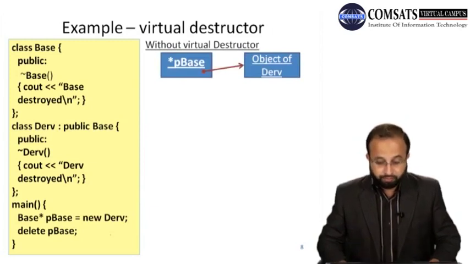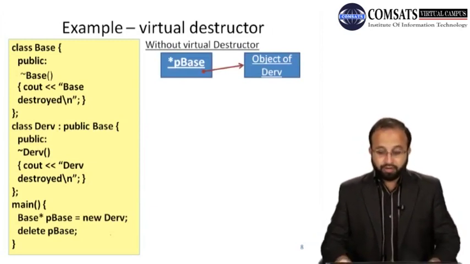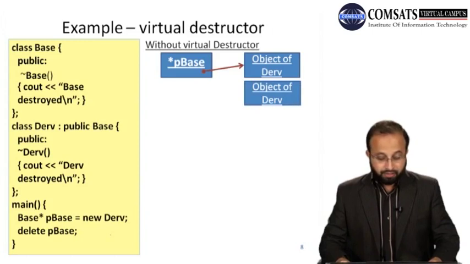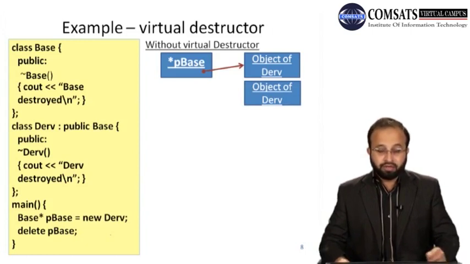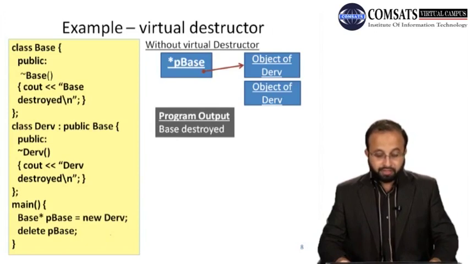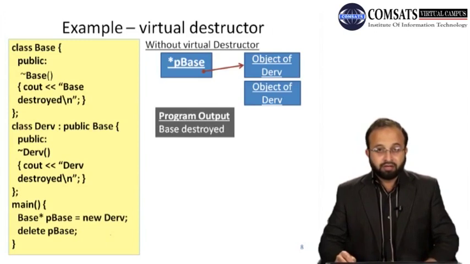So this is what we get: a base pointer points to an object of the derv class, and when we execute delete, it will delete the pointer but the object will remain in the memory. So the derived class object will not be deleted, the pointer will be deleted. So the program output will be just base destroyed. This means the base class destructor ran, while the derived class destructor was not executed.